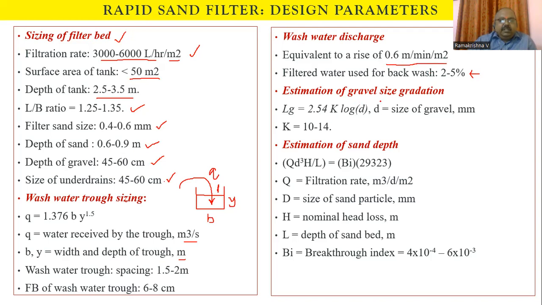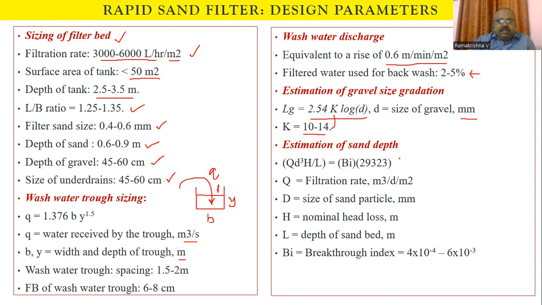And estimation of gravel size gradation. What is the gravel size you are going to put? We have a formula. LG, the size or length of the gravel bed, is equal to 2.54 K into log D. K is a constant having a value between 10 to 14. Usually we adopt the in-between value of 12. And D is the size of the gravel. We have to keep it in terms of mm.